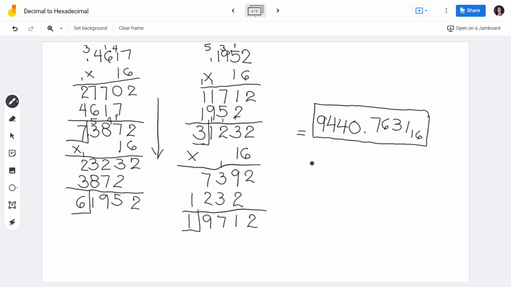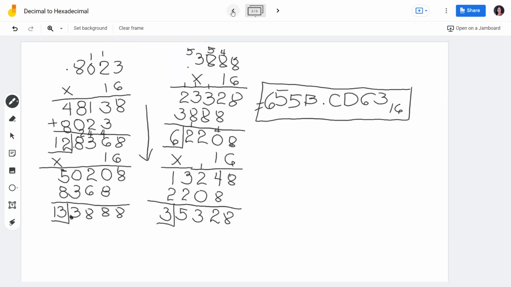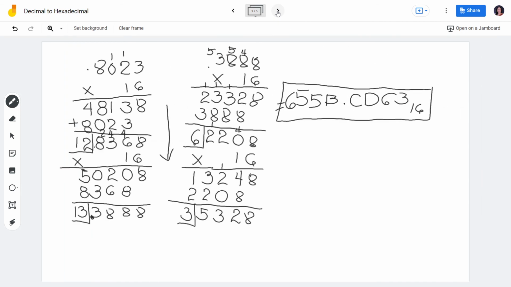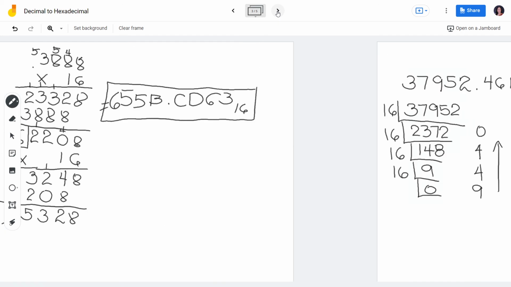So, okay, I hope that you've learned something about the decimal to hexadecimal number system. So again, it's base 10 to base 16. So what you're going to do is the integer part, you have to divide it by 16, and the fraction part times 16, or multiply it by 16. And then combine the results of that.